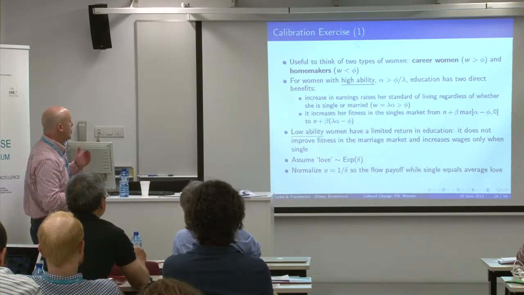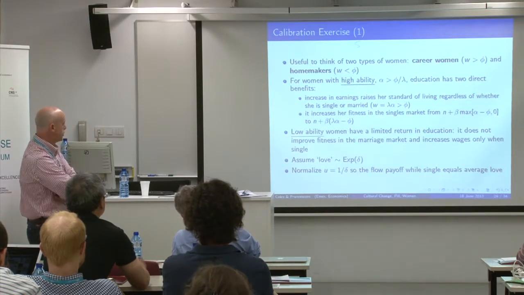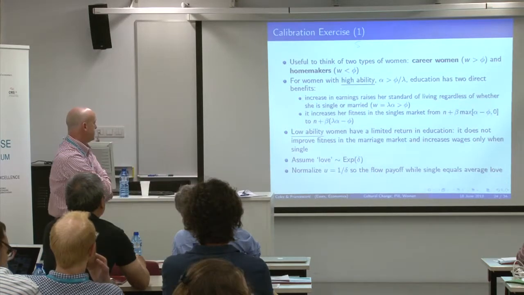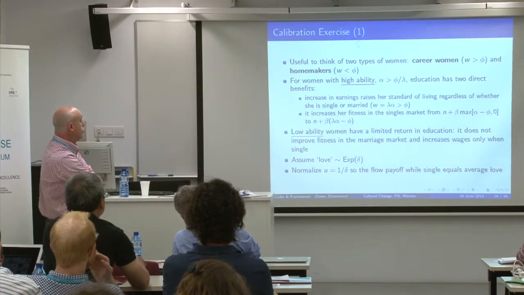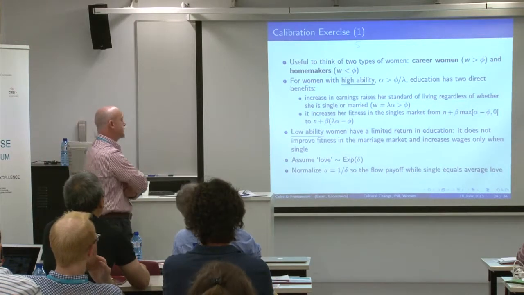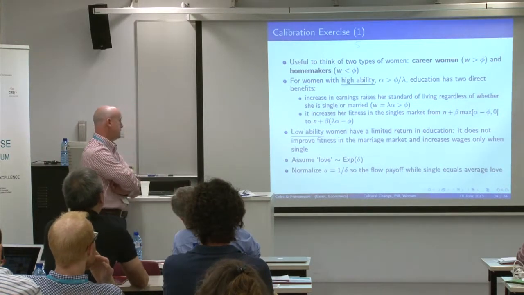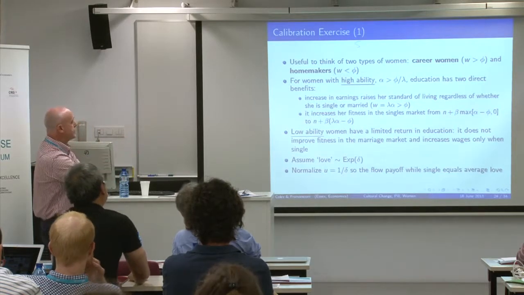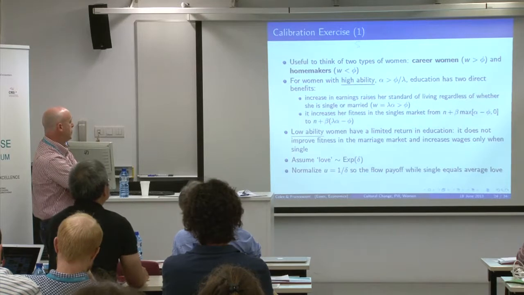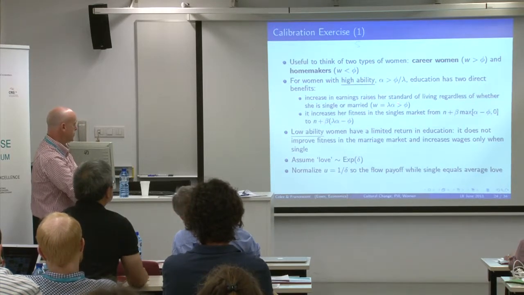All right, so low-ability women, instead, will have limited returns to education. They will not improve their fitness in the marriage market, and through that also increase their wages. The increase in wages for them will only happen in the singles market once they get married. All of this investment in education will get dissipated.